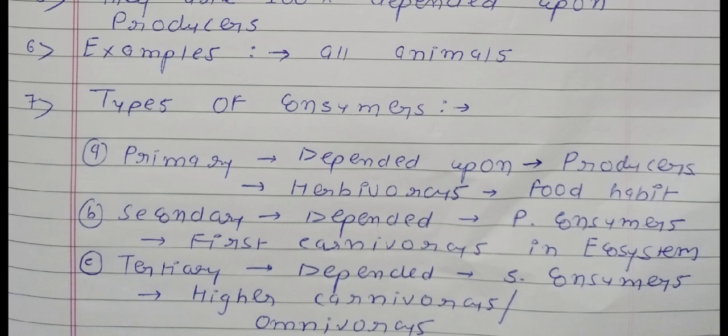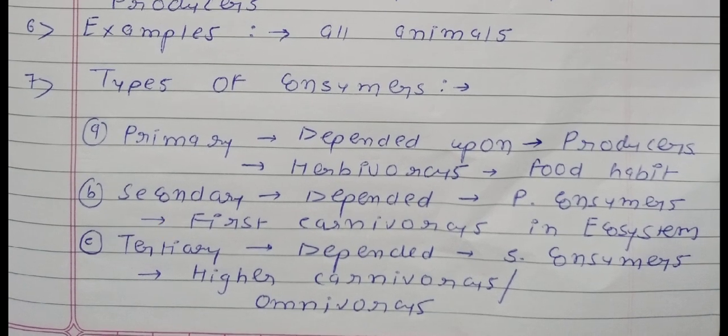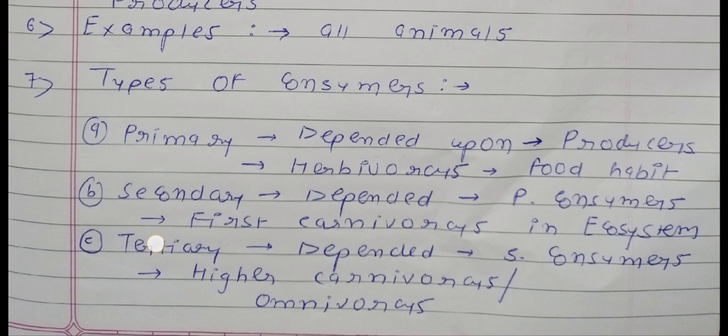Okay, now second point, see, primary consumers are herbivorous. So it is a one-liner question. Blank are herbivorous. Answer will be primary consumers. See, secondary consumers are first carnivorous in ecosystem. So it is also a one-liner question and a very important question.